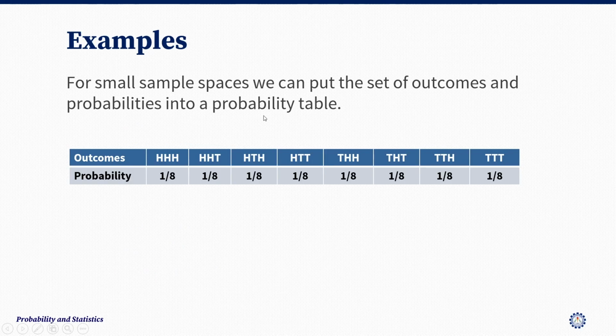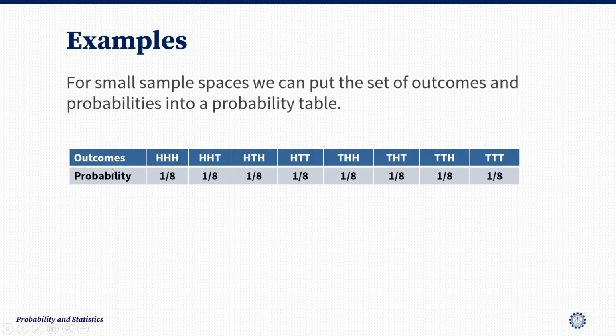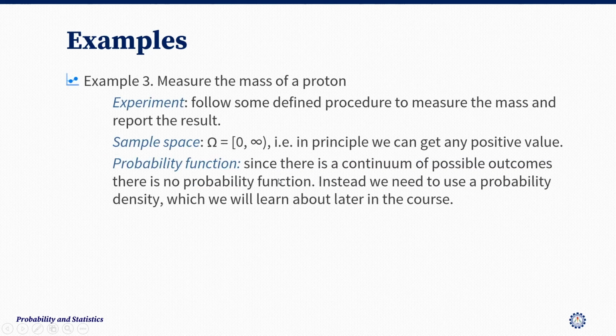For sample spaces, we can put the set of outcomes and probabilities into a probability table. So for this sample space, we have here the outcomes, and then the probability will be 1 over 8 for HHH, 1 over 8 for HHT, 1 over 8 for HTH, and so on and so forth. So we can represent our outcomes in a probability table.